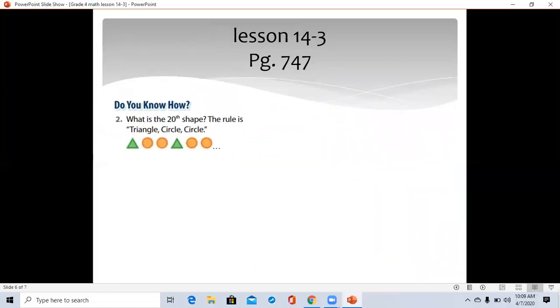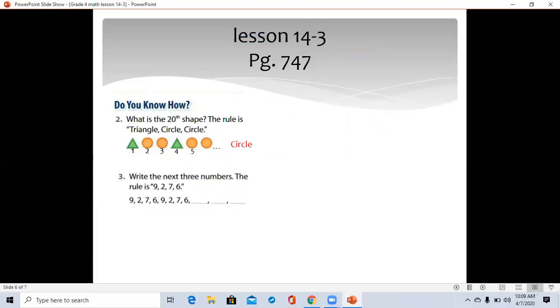Let's practice a little bit. What is the 20th shape in this rule? Triangle, circle, circle. Triangle, circle, circle. If I look at the numbers 1, 2, 3, 4, and 5, I know that 5 can go into 20 4 times. So by the time that the pattern has repeated 4 times, this will be a circle. The 20th shape will be a circle.